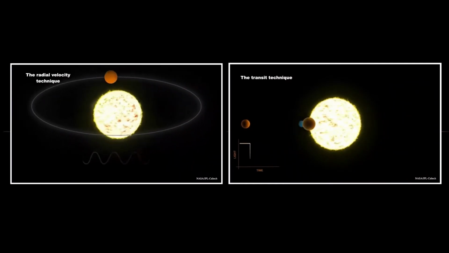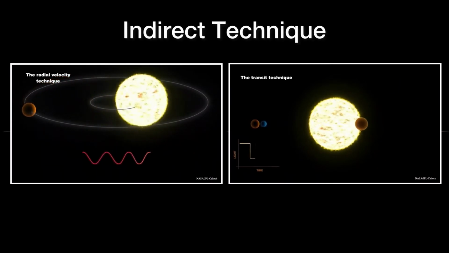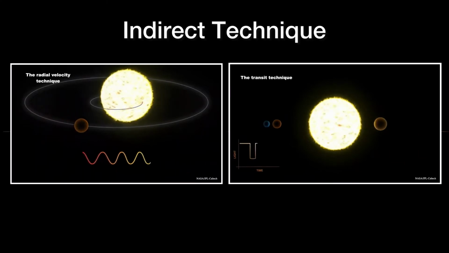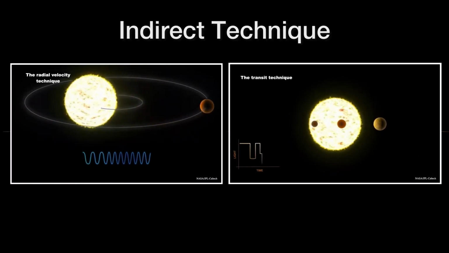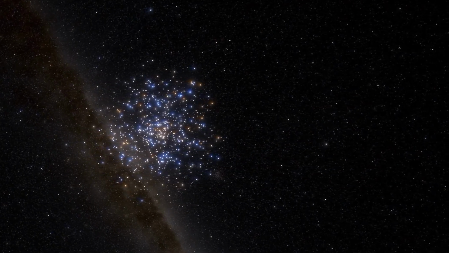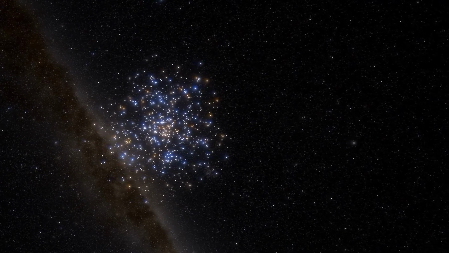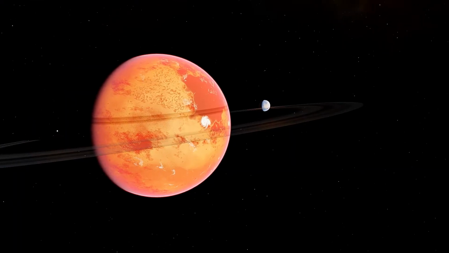Those techniques are what we call indirect techniques, because exoplanets are detected through the indirect effect they have on their host star, but we don't actually see the planets themselves. Well, if you're calling these indirect techniques, if we flip the coin, do we have direct techniques? Are there more direct ways to find these planets?